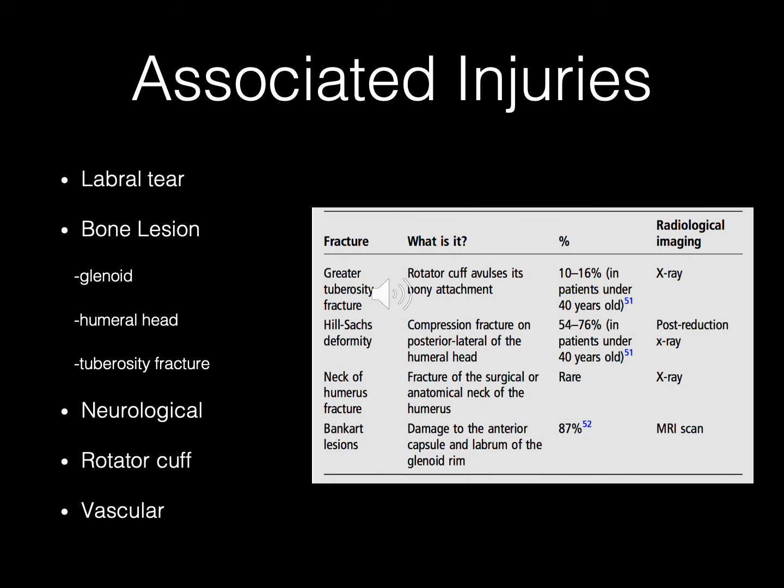The most common fracture is the Hill-Sachs compression fracture on the posterolateral aspect of the humeral head. In the older age group, there may also be a fracture of the greater tuberosity. Fractures of the neck of the humerus are unusual and often associated with attempts at reduction.